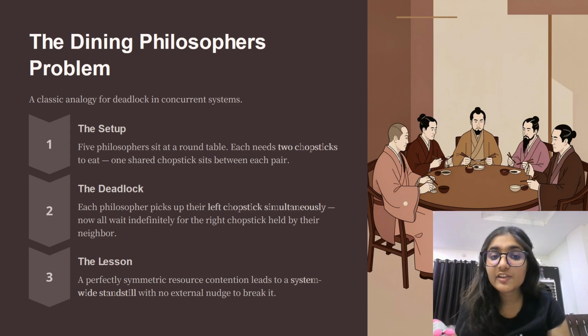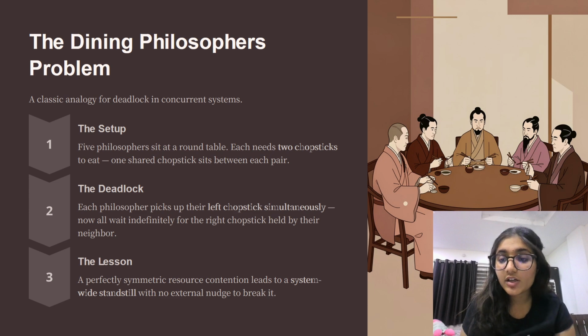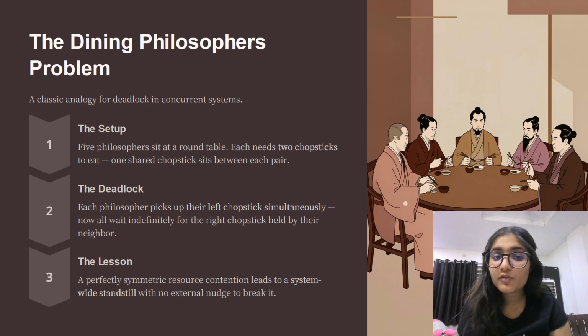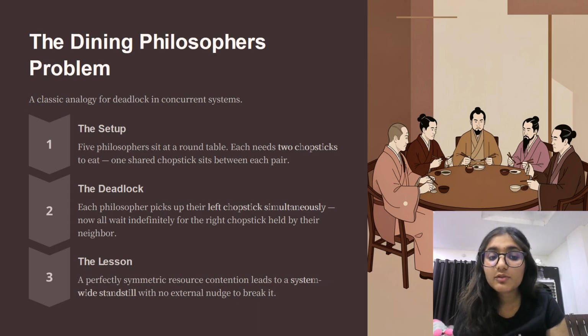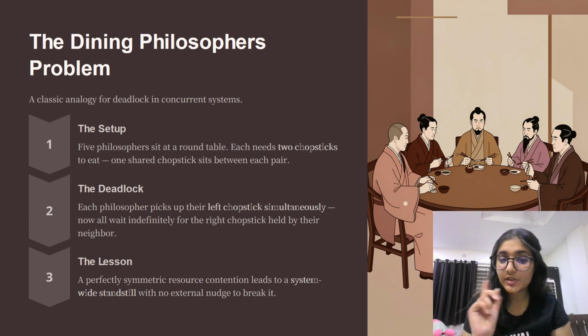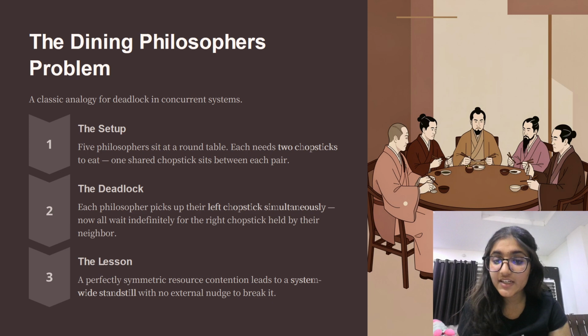Now we'll see the dining philosopher problem, that is to avoid the deadlock. So the algorithm of dining philosopher says that five philosophers sit around the round table. Each needs two chopsticks to eat. One shared chopstick sits between each pair. The deadlock is each philosopher picks up their left chopstick simultaneously. Now all wait independently for the right chopstick held by their neighbor. So the lesson is a perfectly symmetric resource contention leads to a system-wide standstill with no external nudge to break it. So we use the dining philosopher problem to understand how to avoid the deadlock.